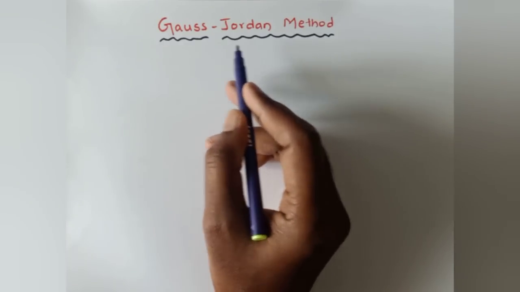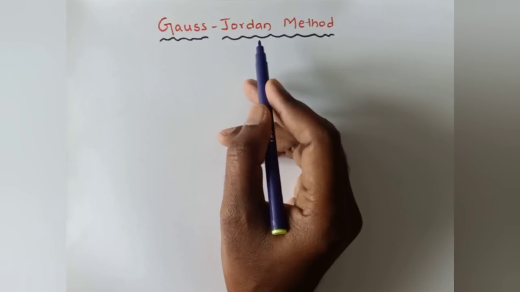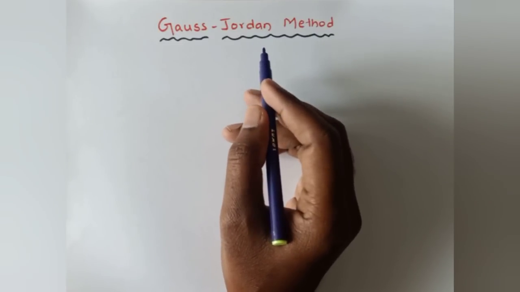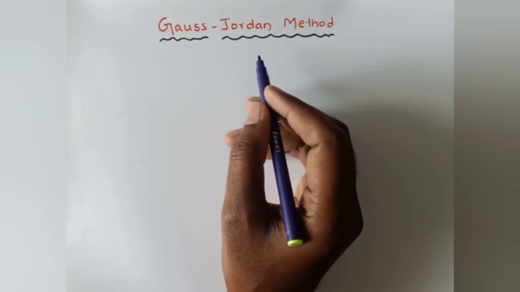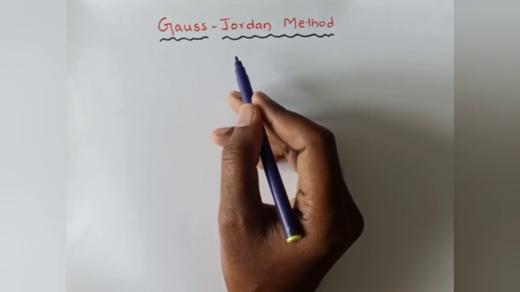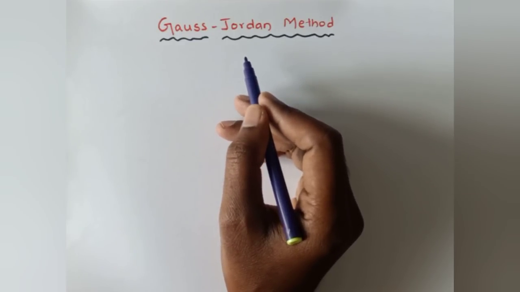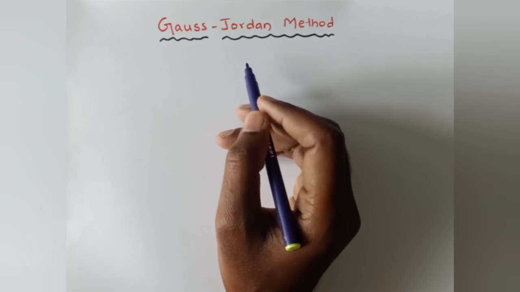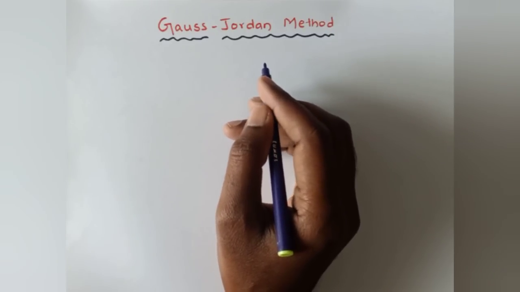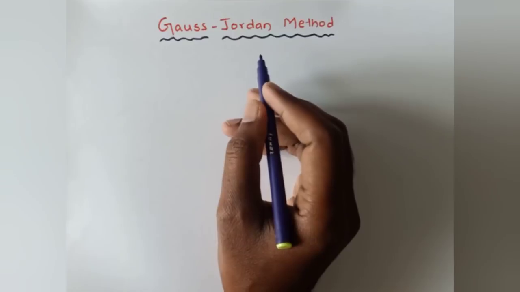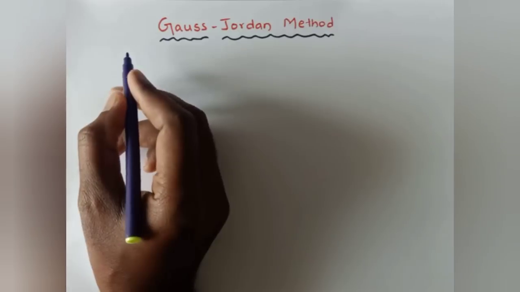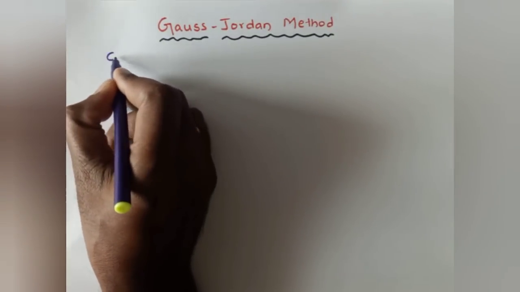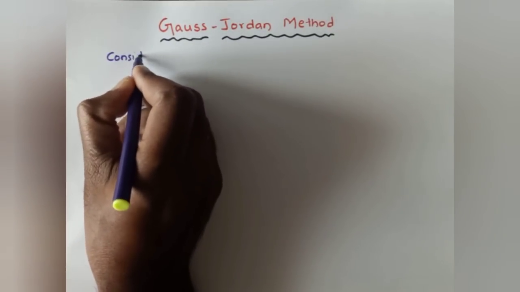Whereas the Gauss-Jordan method can be applied even otherwise, as in the previous rank method, consistency and inconsistency. So if the determinant of the coefficient matrix is 0 also, we can use this Gauss-Jordan method. So let's see the method to find the solution of the system of linear equations by using the Gauss-Jordan method. Obviously you need to consider the system of linear equations.